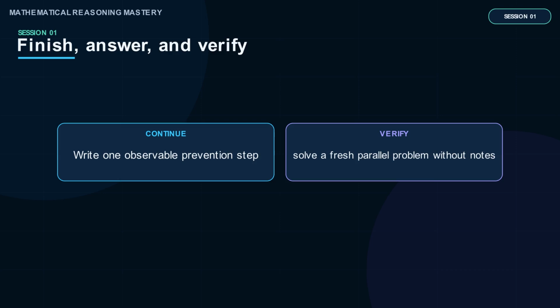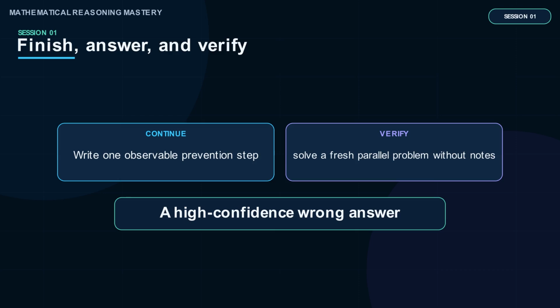The mathematical conclusion is a high-confidence wrong answer. State it with any required units, interval notation, or restrictions. The final answer is a high-confidence wrong answer. Compare it with the exact target and reject any choice that represents a common intermediate step. Verify from another direction. Solve a fresh parallel problem without notes. The check should use evidence independent of the original calculation whenever possible.